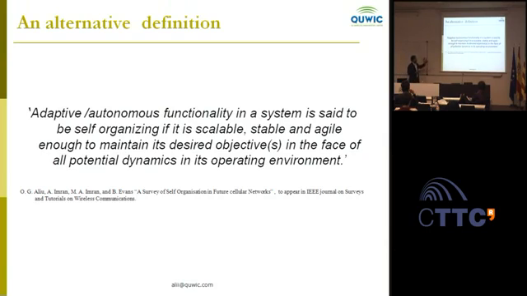So if you want to break down this definition, scalability, stability, and agility come from the observations, and they are not necessary criteria, but they are desirable. The necessary thing is that it should be able to maintain its objective. The system should be able to maintain its objective despite the fact its operational environment keeps changing.